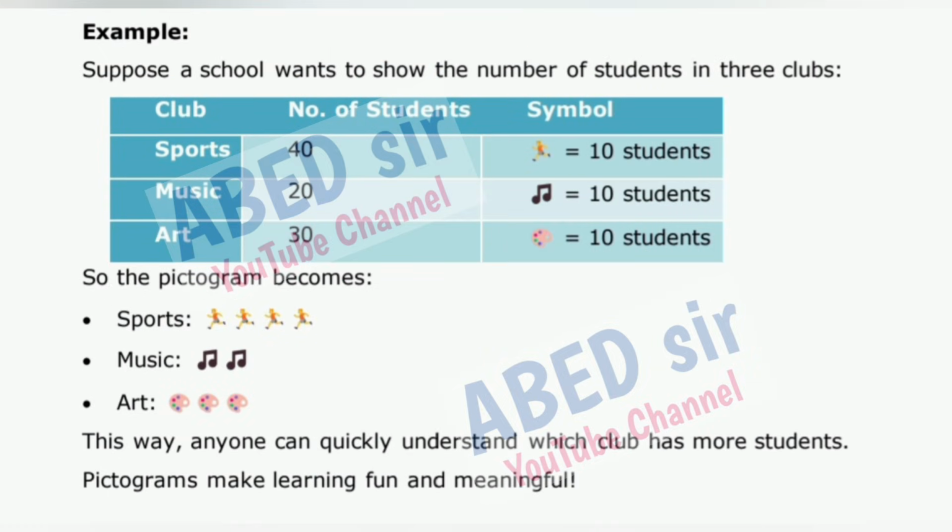Example. Suppose a school wants to show the number of students in 3 clubs. Club, number of students, symbol. Sports 40, equal to 10 students per symbol. Music 20, equal to 10 students per symbol. Art 30, equal to 10 students per symbol. So the pictogram becomes sports, music, art. This way, anyone can quickly understand which club has more students. Pictograms make learning fun and meaningful.